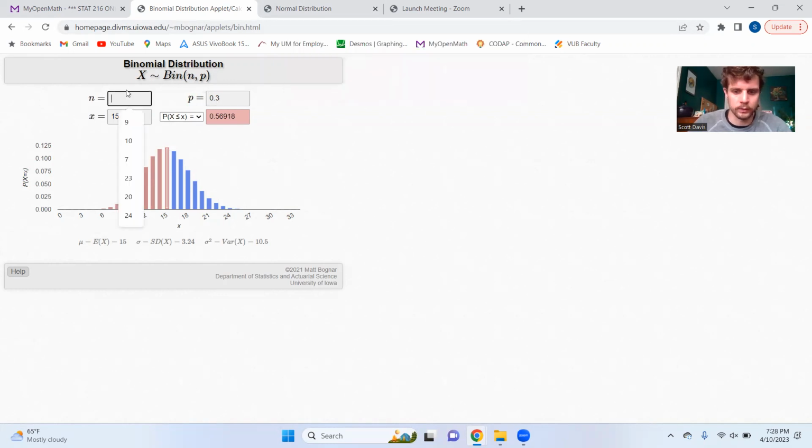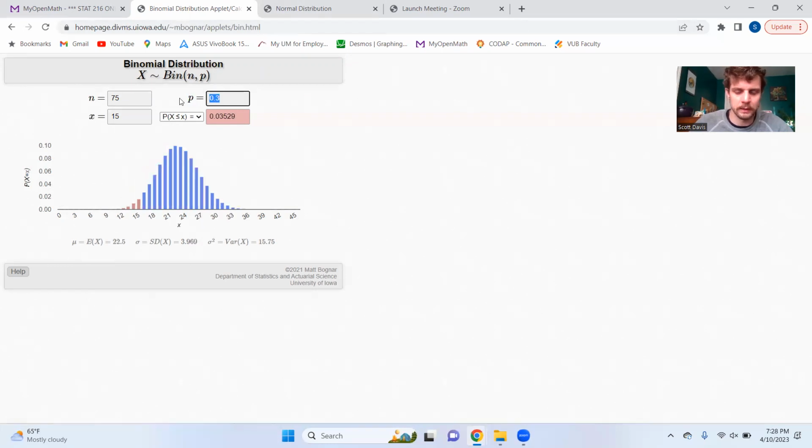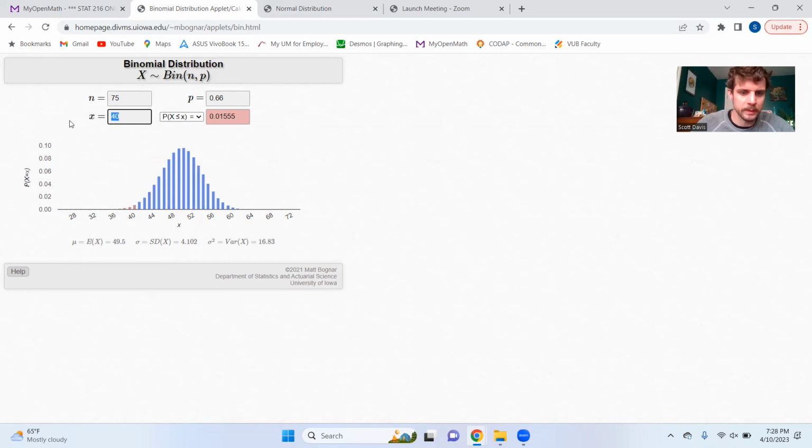Let's make n equal to 75. Let's make p a little bit bigger probability. Let's make it 0.66, closer to 2/3. We'll do the probability of success. Let's do, say, 40. Well, it's still pretty small. Let's make it 50. Maybe too much. Let's make it 44. 45. There we go. Okay, so about 16.457%.